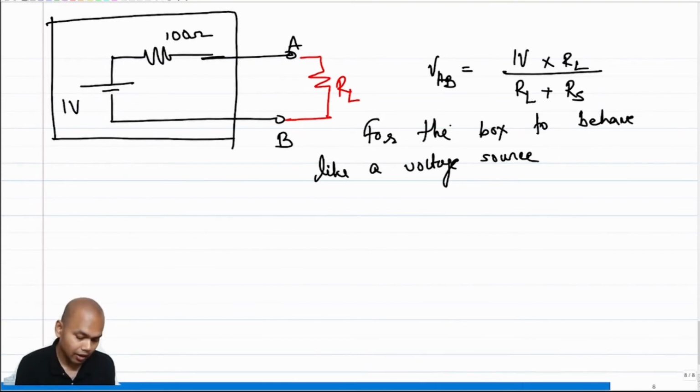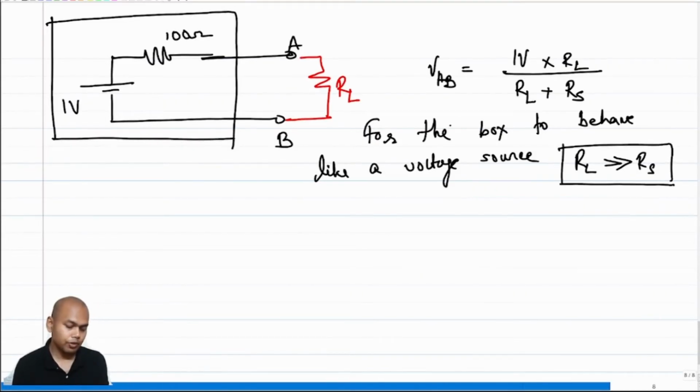We should ensure that those ranges of RL are for which RL is much greater than RS. For these ranges of RL, my contraption inside the box will behave like a voltage source. So if you use this box to drive load resistances which are much greater than RS, which in this case is 100 ohms, then this will behave like a voltage source. Your output voltage will remain insensitive to the change in RL.